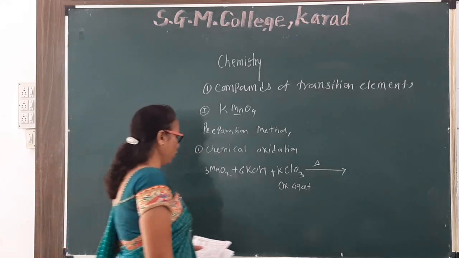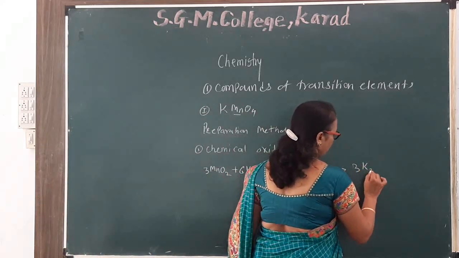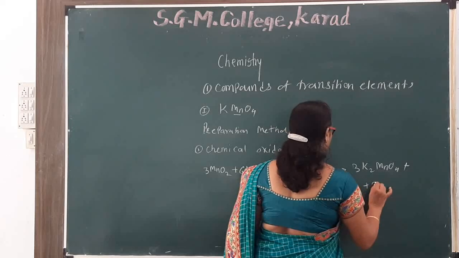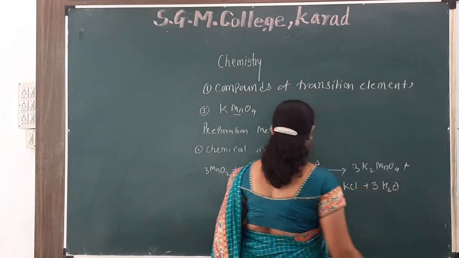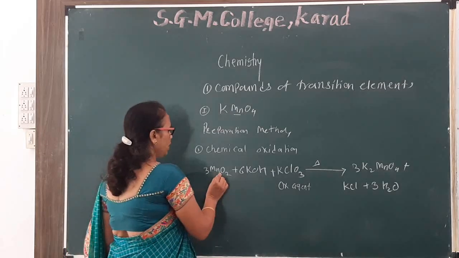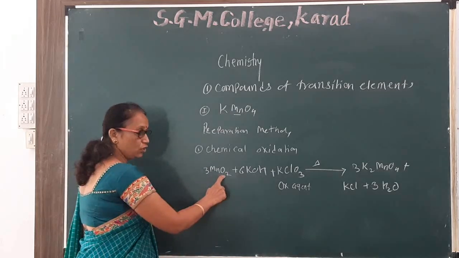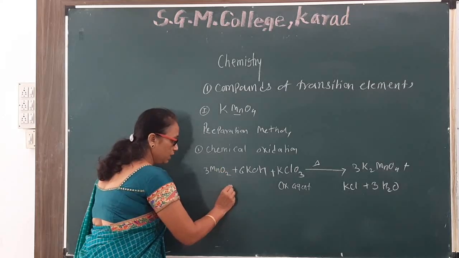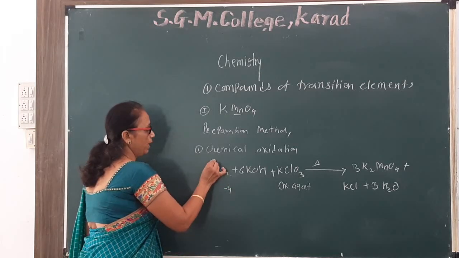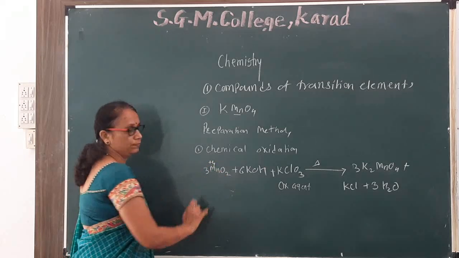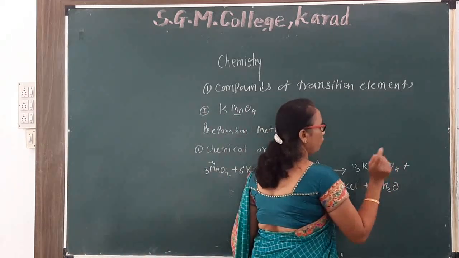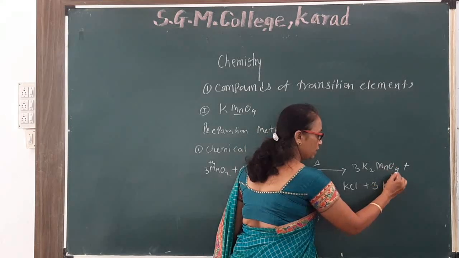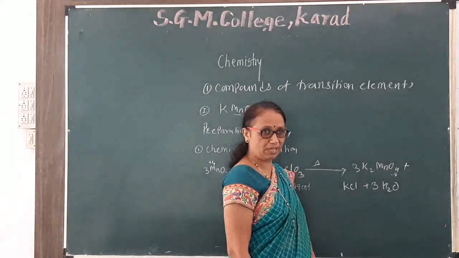In this step there is the formation of thrice K2MnO4 plus KCl plus thrice H2O. Here the oxidation state of manganese in MnO2: the oxidation state of oxygen is -2, total for O2 is -4, so manganese is +4. In case of K2MnO4, the oxidation state of oxygen is -2, total for four oxygens -8, and oxidation state of K is +1.